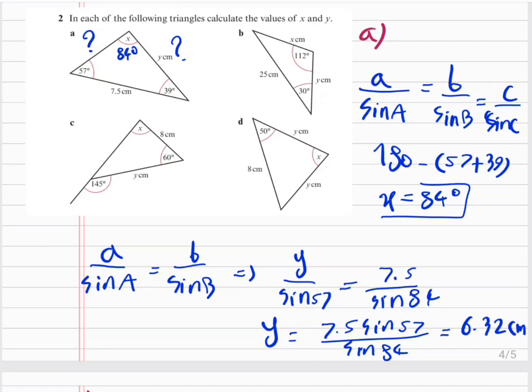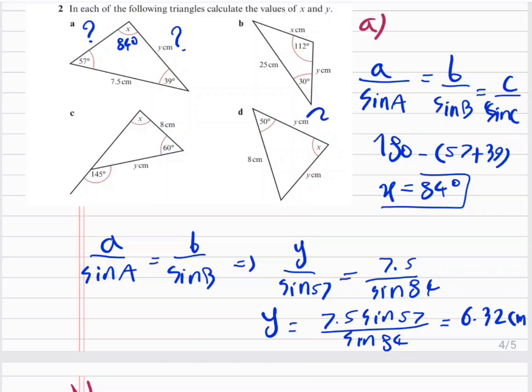So in this case, in order to find y, we need to have at least one of these angles. Because remember that to use the sine rule, we need to form two equal fractions. So for example, one fraction could be sine 50 over y is equal to maybe sine x over 8. Now the question is, what's the value of x in this case?